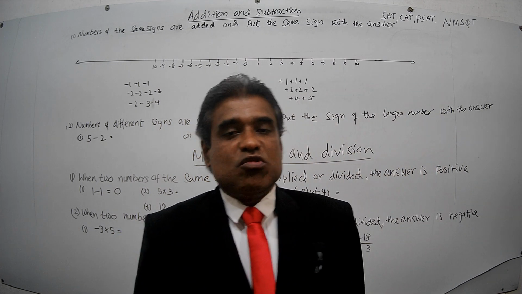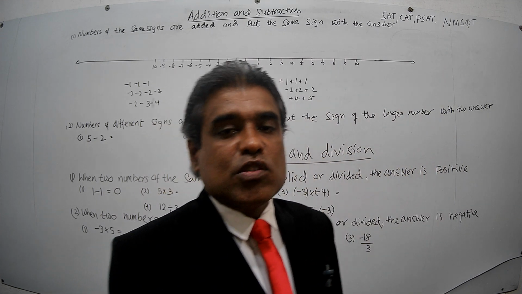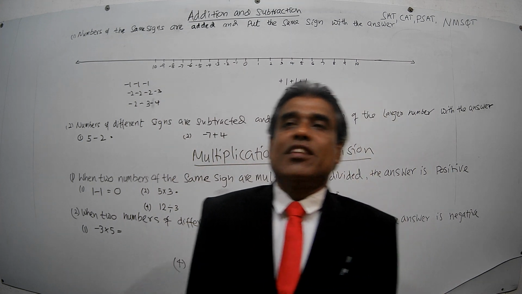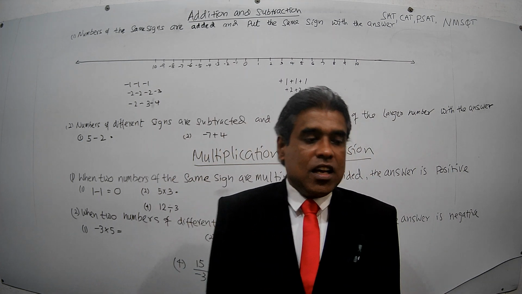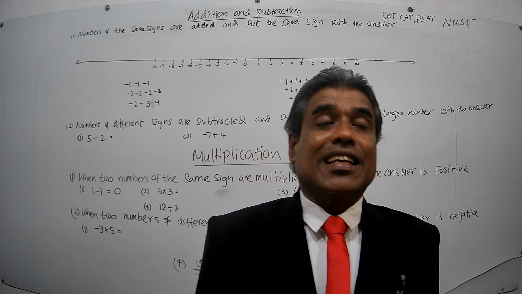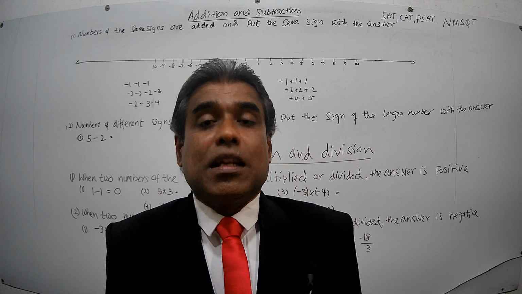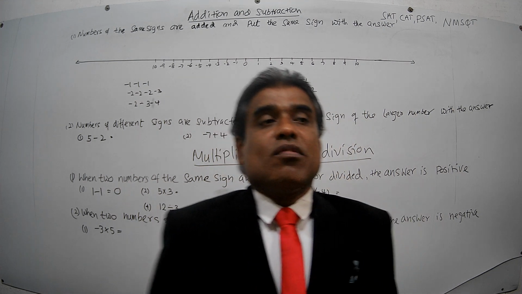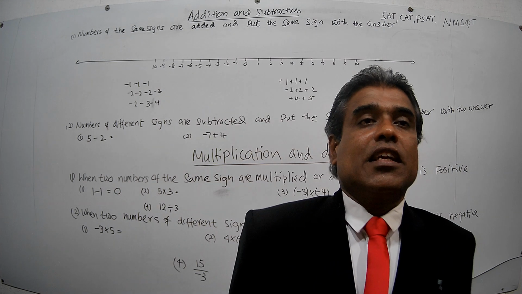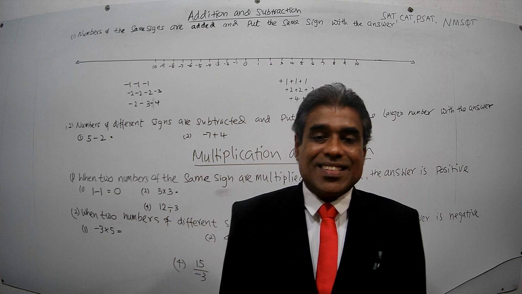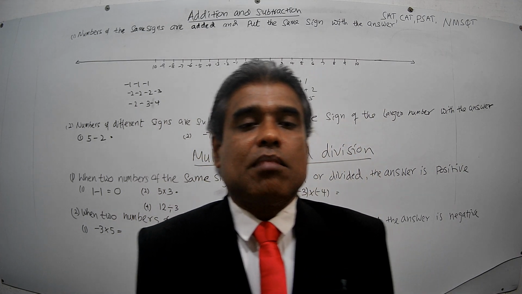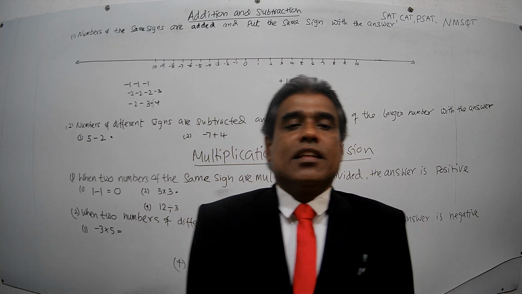What we are going to do in this video is to see how you can prove these rules of directed numbers. Already we have learned 4 rules of directed number operations: 2 rules for addition and subtraction of directed numbers, and 2 rules for multiplication and division of directed numbers. All the rules are based on whether the numbers that are added, subtracted, multiplied, or divided have the same signs or different signs.